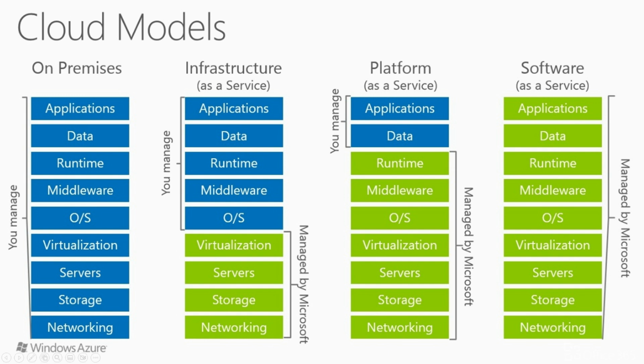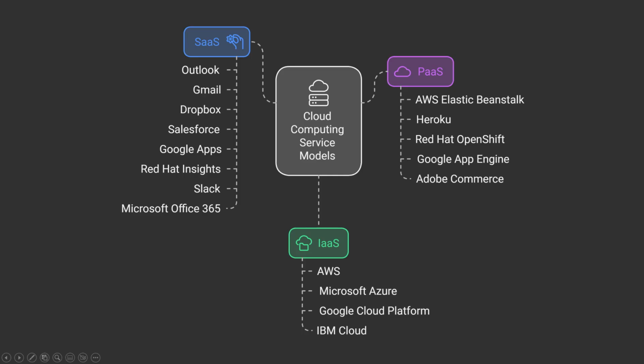So these are infrastructure as a service, platform as a service, software as a service. Examples of all these are here. Software as a service: Outlook, Gmail, Dropbox, Salesforce, Google Apps, Red Hat Insights, Slack, all are software as a service. Platform as a service, these are the platforms that we can use, and there we can host our things, or we can utilize them. Infrastructure as a service: Microsoft Azure, AWS, Google Cloud, IBM Cloud, all are infrastructure as a service. So these are examples of these services.